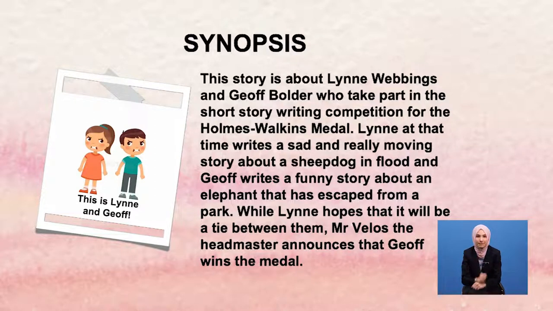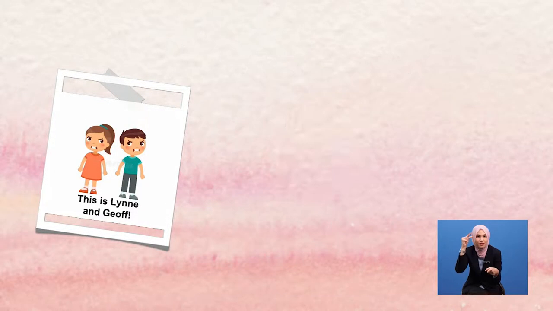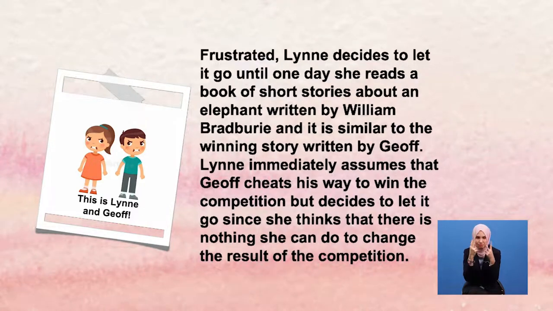While Lynn hopes that it will be a tie between them, Mr. Velos, the headmaster, announces that Joss wins the medal. Frustrated, Lynn decides to let it go until one day she reads a book of short stories about an elephant written by William Bradbury, and it is similar to the winning story written by Joff. Lynn immediately assumes that Joff cheated his way to win the competition, but decides to let it go since she thinks that there is nothing she can do to change the result of the competition.